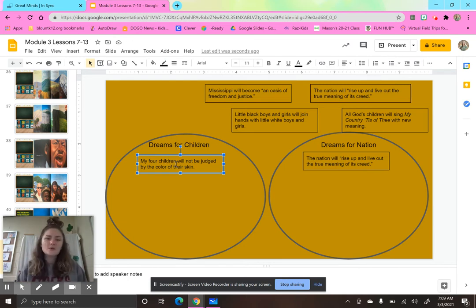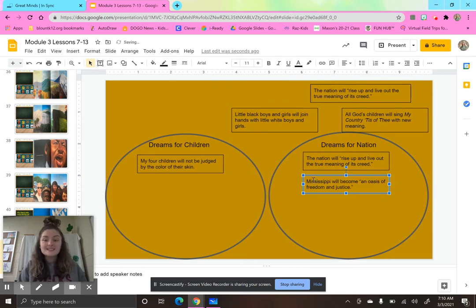All right, this one's going to be a little more challenging. Here we go. Mississippi will become an oasis of freedom and justice. I'm going to read that again. Mississippi will become an oasis of freedom and justice. Does this belong under dreams for children or dreams for the nation? Tell me in the puzzle. It belongs as a dream for the nation. Why? Because Mississippi is a state in the United States of America. This is a dream for one of the states in our country.